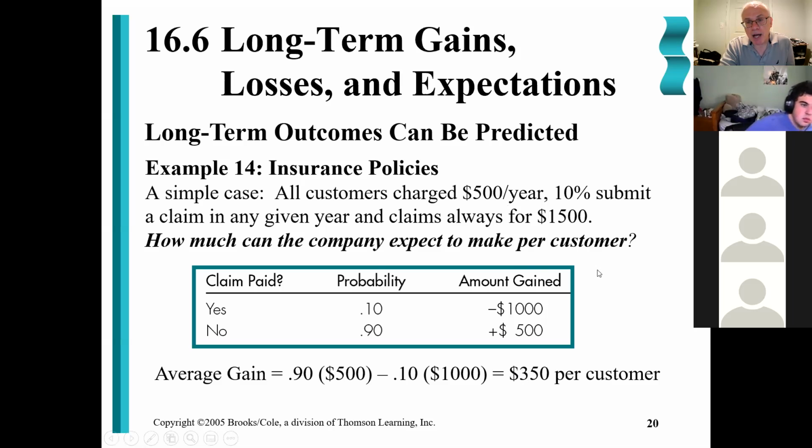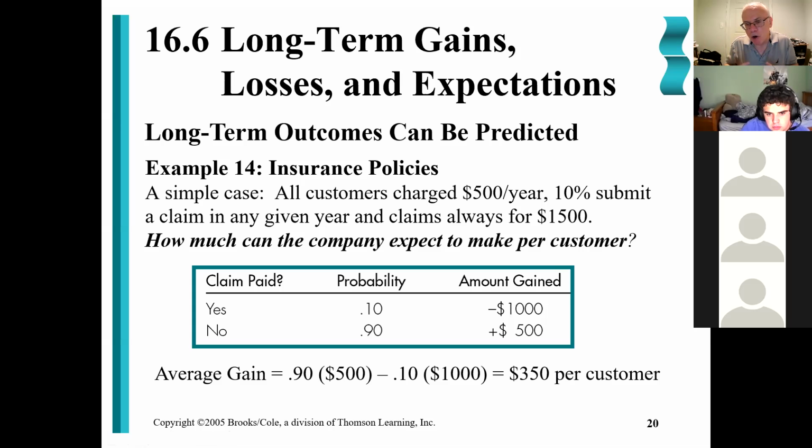So for example, if there were 1,000 customers, then the total average gain would be $350 per customer times 1,000. So it would be $350,000 would be the expected gain for the company. And then the group of customers overall would lose on average $350,000, not per customer, but for the whole group. The money has to come from somewhere. If the company's making $350, where's it coming from? It's coming from the customer. See what I'm saying? Does it make sense?